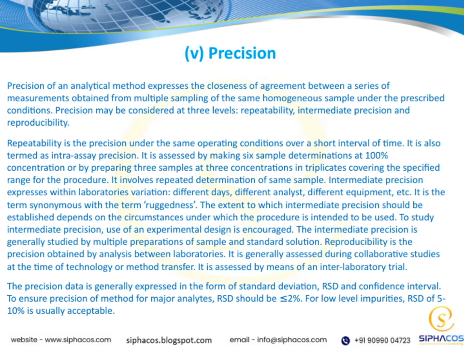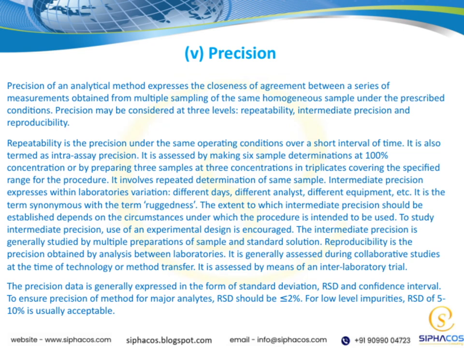Repeatability, also called intra-assay precision, is about how consistent our results are when we test the same sample multiple times in a short period, using the same equipment and operators. For example, performing 6 determinations on a 100% concentration sample or testing 3 samples at different concentrations in triplicate.